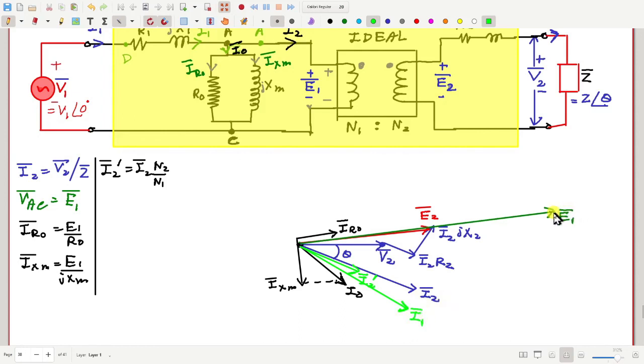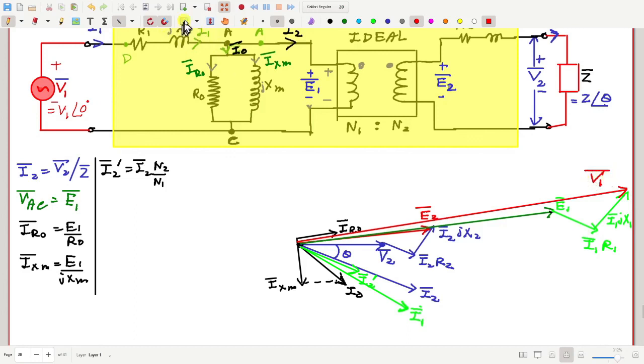Now you add I1 R1 to E1. That is a voltage drop in the same direction as I1. And then you add the voltage drop across X1, so this is I1 JX1. Now E1 plus these two drops all together will be this voltage V1.